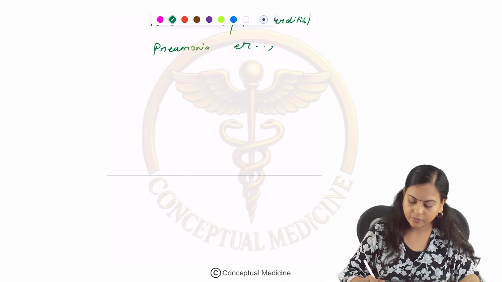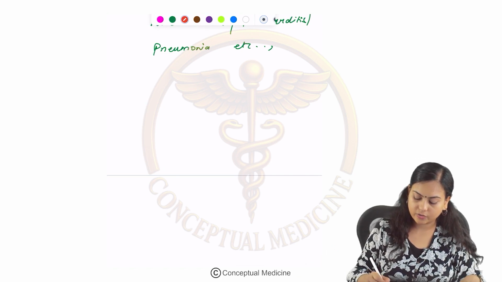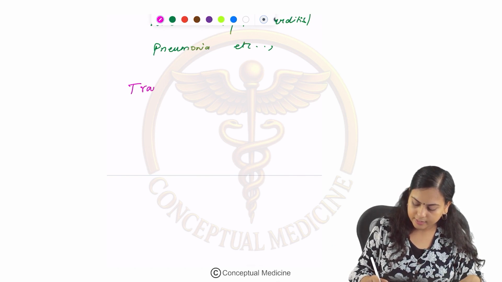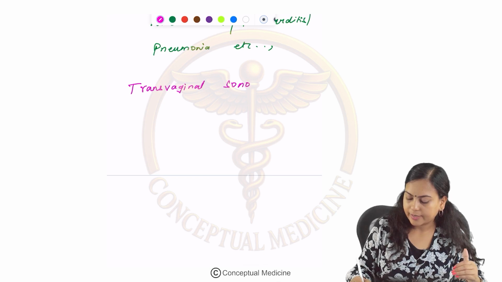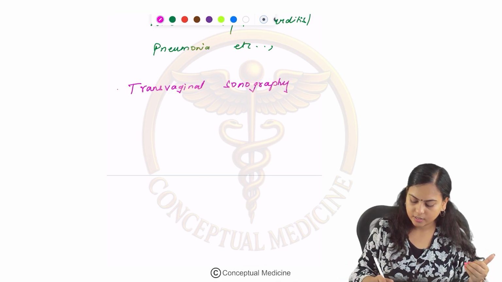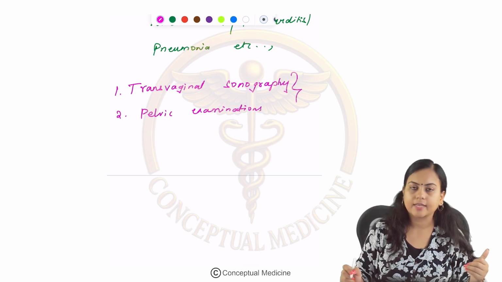So after offering CA125 and knowing that this is not going to be a specific one, what other investigation can you offer them? Yes, you can offer them transvaginal sonography directly. Yes, you can visualize any lesions if present. And then number 2 you can do is pelvic examination. Okay, direct pelvic examination.